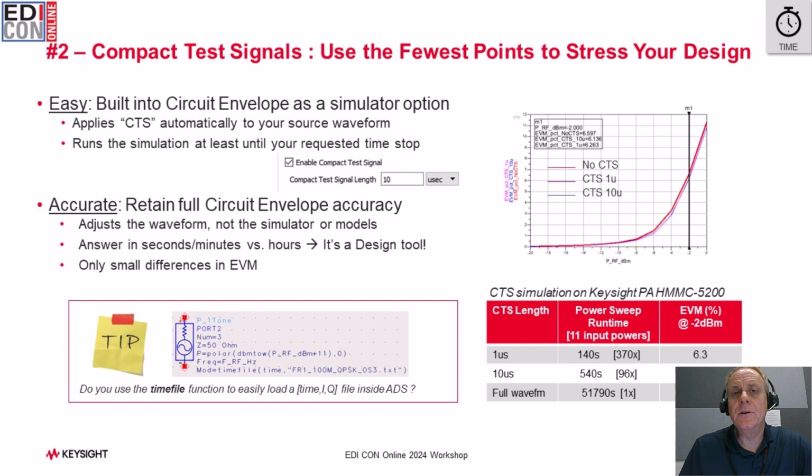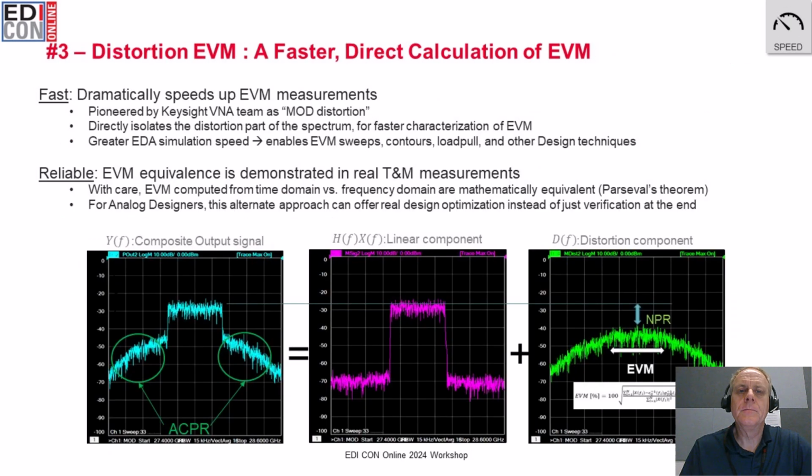It's something that's done to the waveform. It's really not an approximation to the analysis, and so the analysis is the full accuracy of the analysis. The key is, can you get the same answer in a fewer number of points? Now, in a similar vein, idea number 3 from Keysight is the idea of modulation distortion or distortion EVM, which is a faster, a little bit more direct calculation of EVM. Again, this is test and measurement IP that's pioneered by the vector network analyzer team.